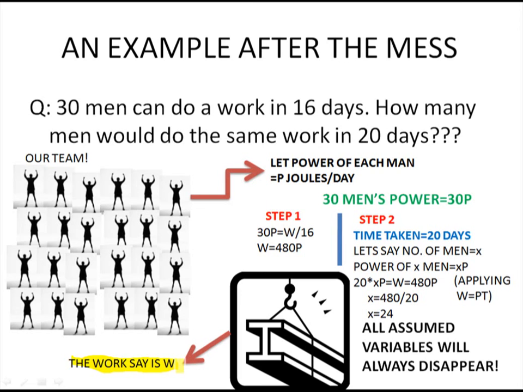But from step 1 we had work done is equal to 480p, and now we can equate 20 times x times p is equal to 480p. Now p goes off, and solving for x we will find x is equal to 24. Now, as I already said, all the assumed variables have disappeared. There is no p and no W in the answer. Therefore, W and p are independent of the unit selected.